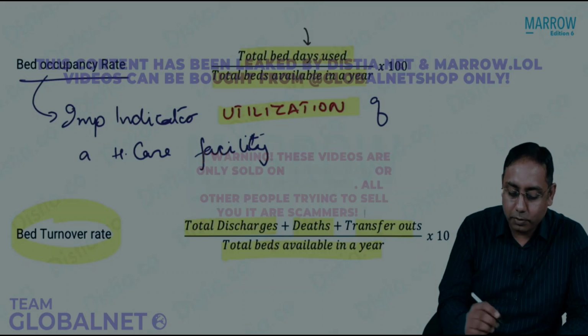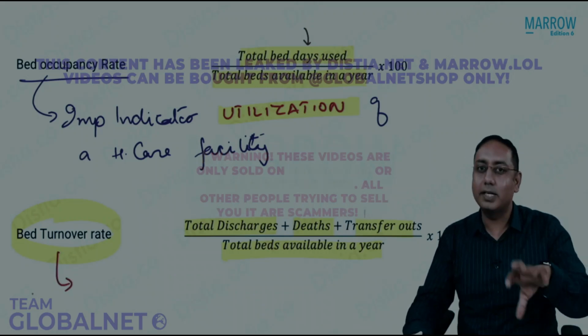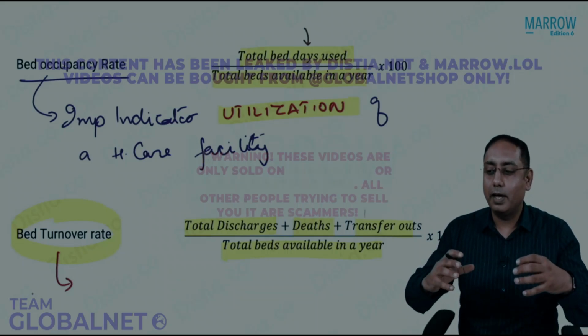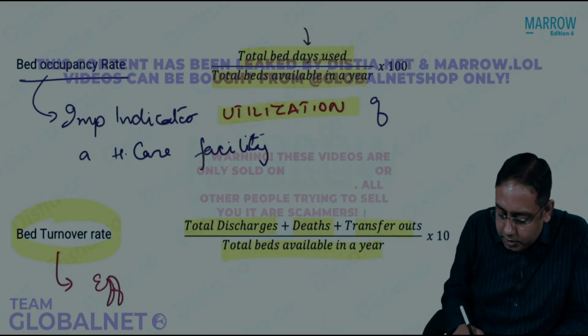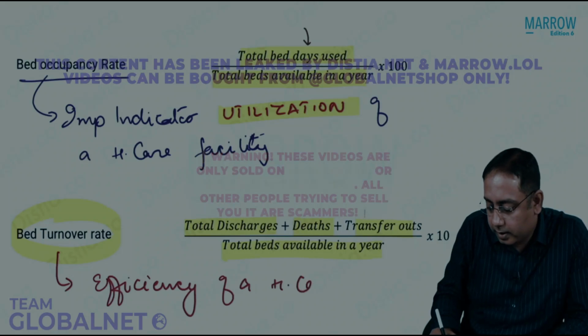What is the MCQ, like what is the use of a bed turnover rate? Please note that it is a utilization indicator, but it is a more important indicator about the efficiency of a hospital. It talks about the efficiency of a healthcare facility.